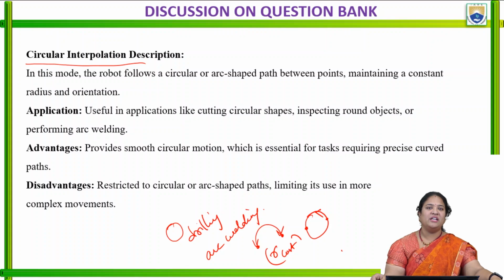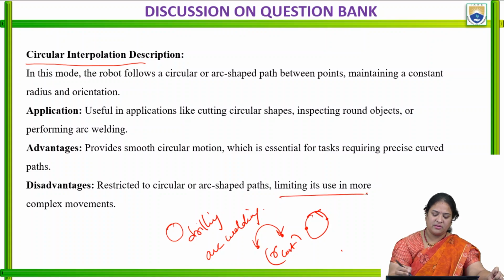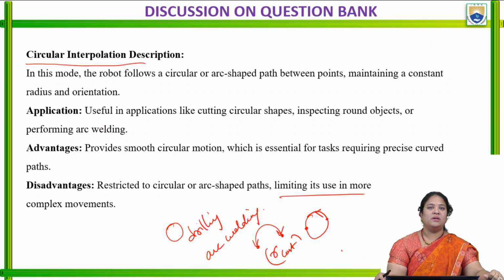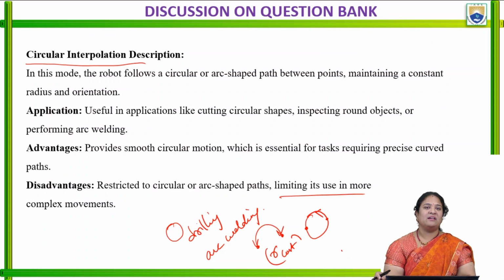The best advantage of using circular interpolation is that it provides smooth circular motion. Not only that, it gives a very precise curved path. And one of the disadvantages is that it is limited in use for more complex moves. This interpolation method is limited because it is moving in a circular motion, so it is restricted, as the robot's manipulator is restricted to circular as well as arc-shaped paths.